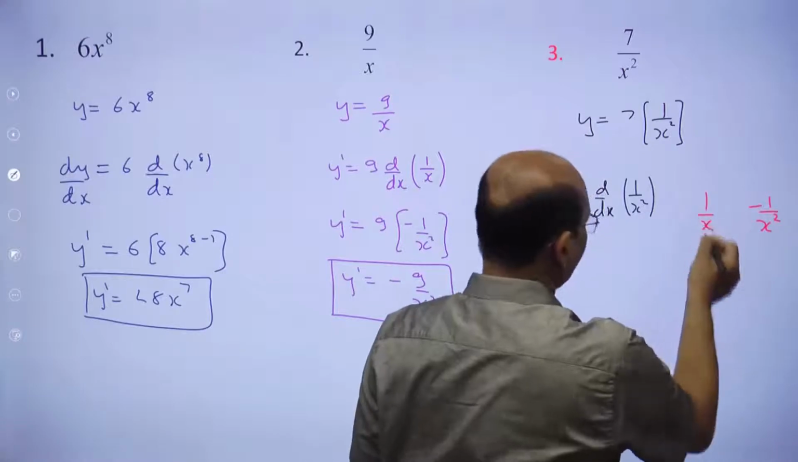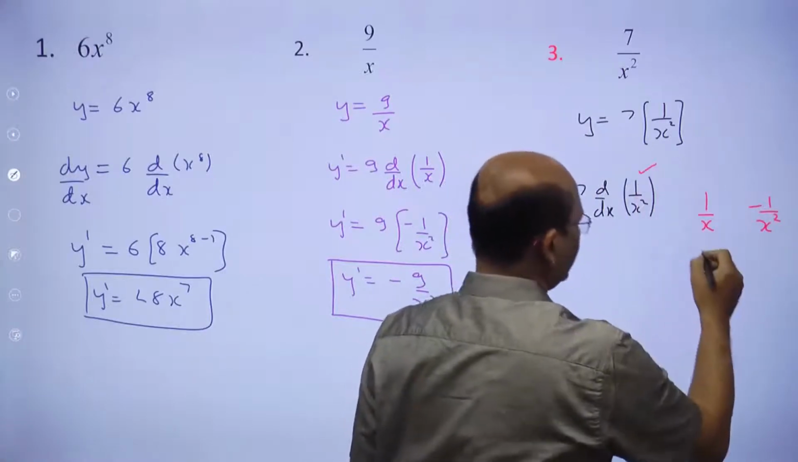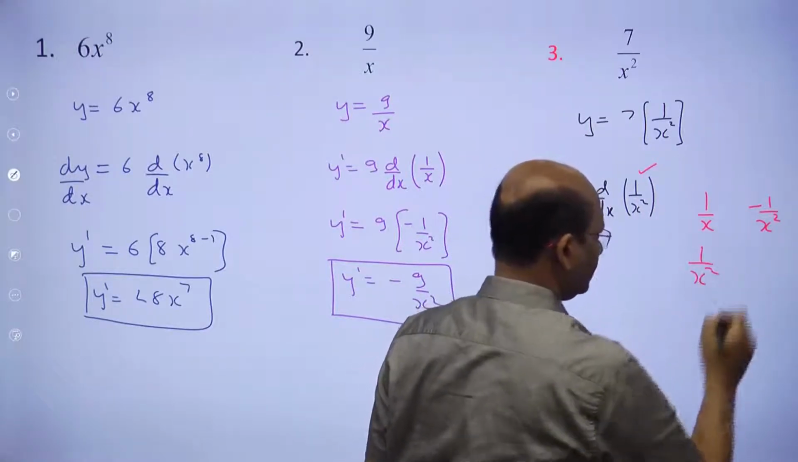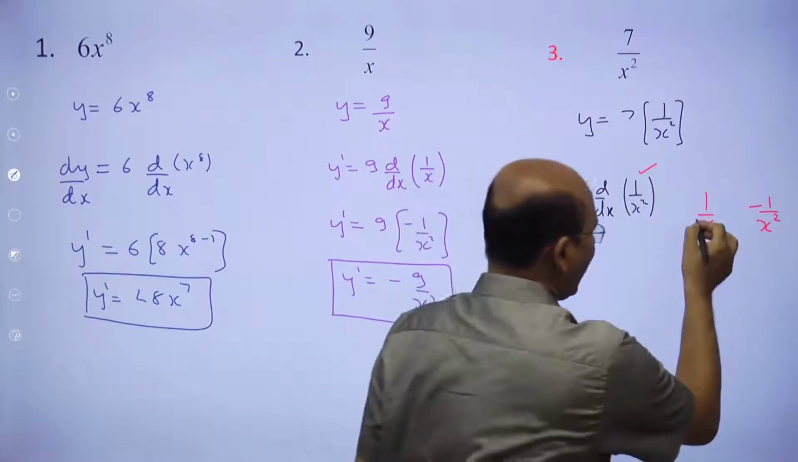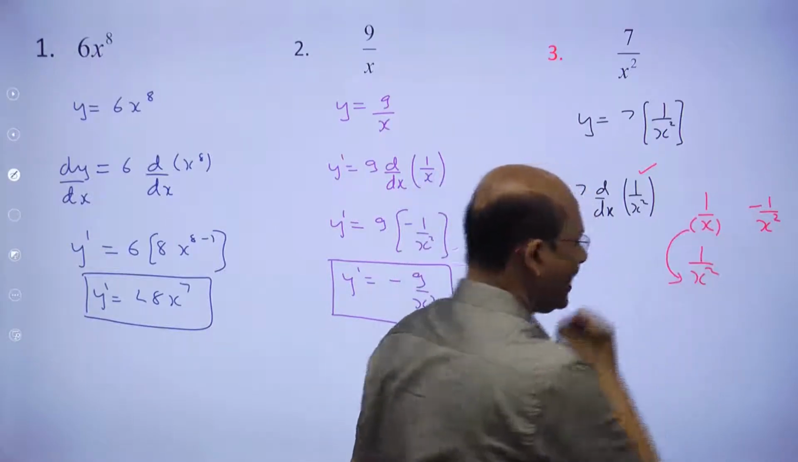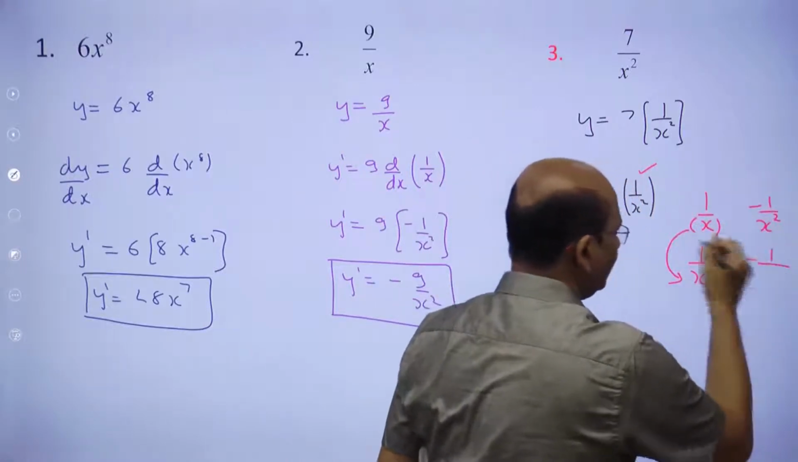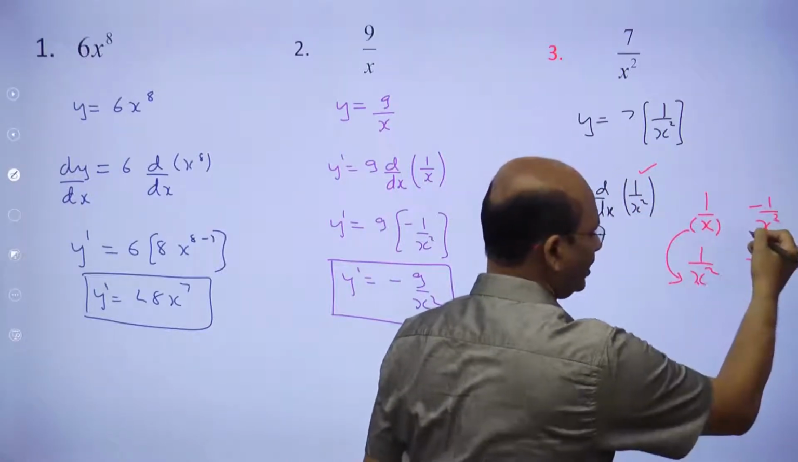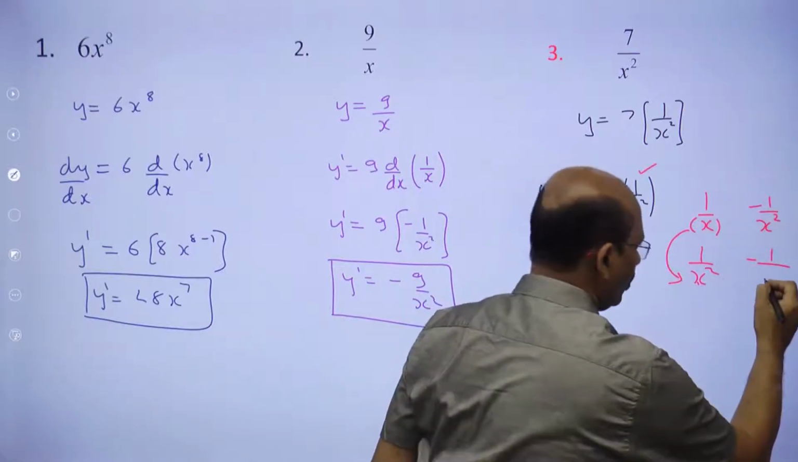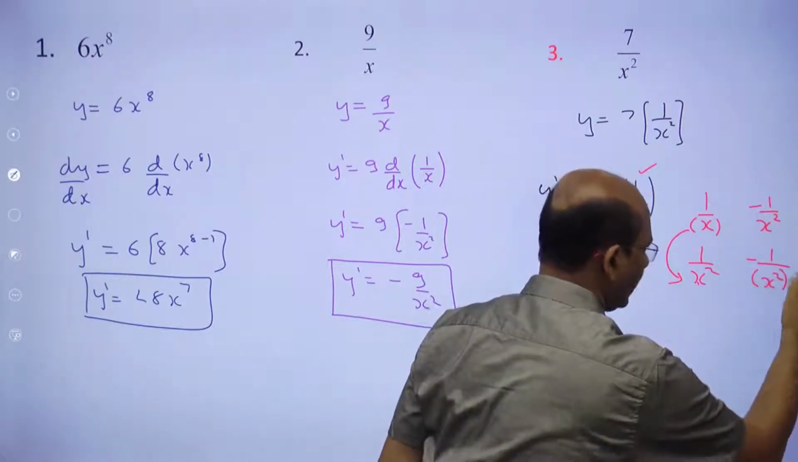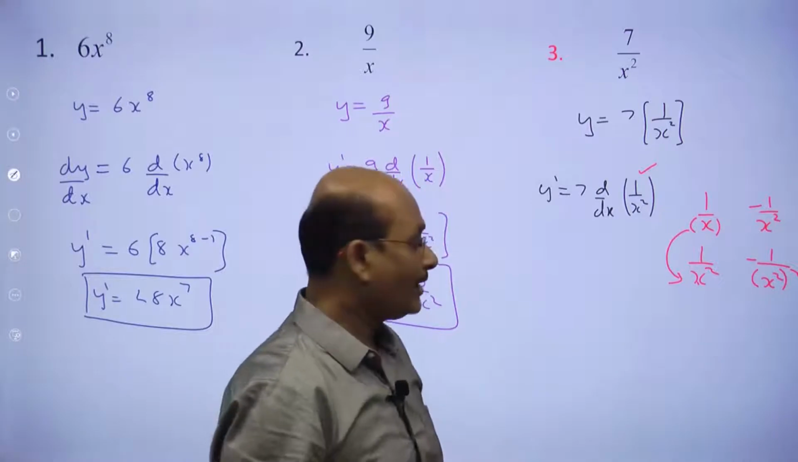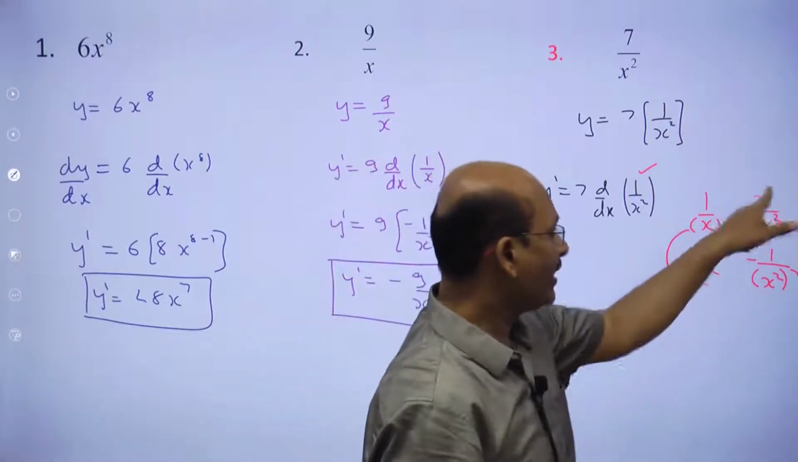Now, pay attention. The derivative of 1 upon x is minus 1 by x square. Now, this function, instead of 1 upon x, is 1 upon x square. My x has been replaced by x square. So, in the sum, it will be minus 1 upon this x, which is x square, squared. So, understand what I did? The derivative of 1 upon x is minus 1 by x square.